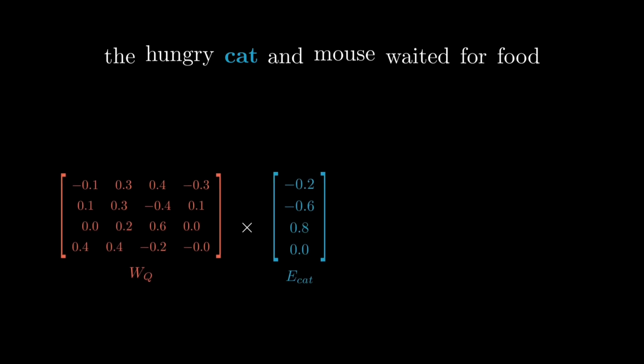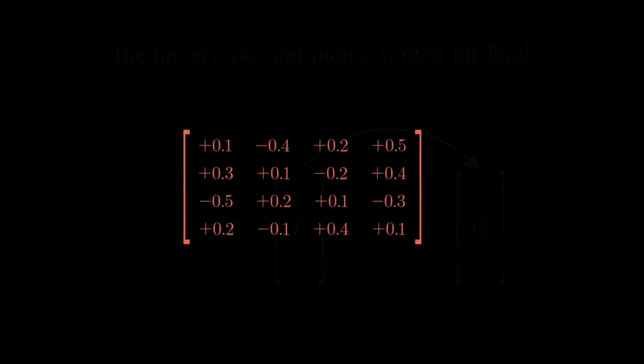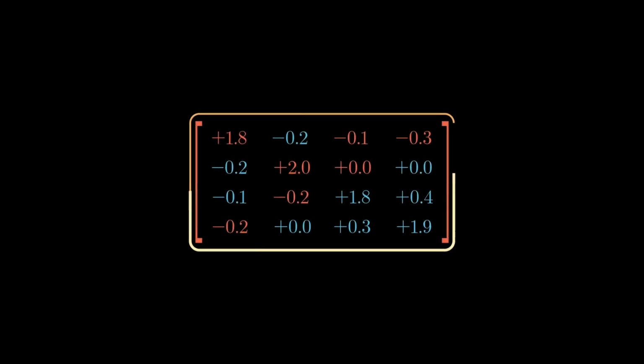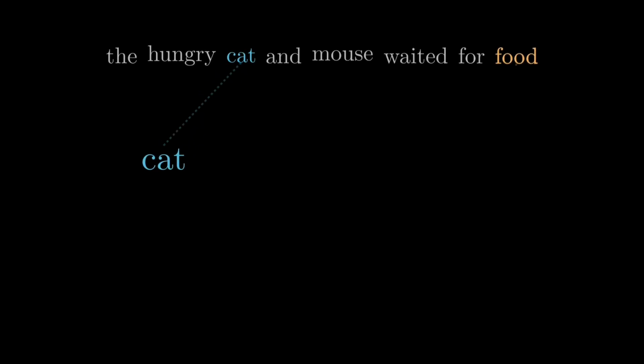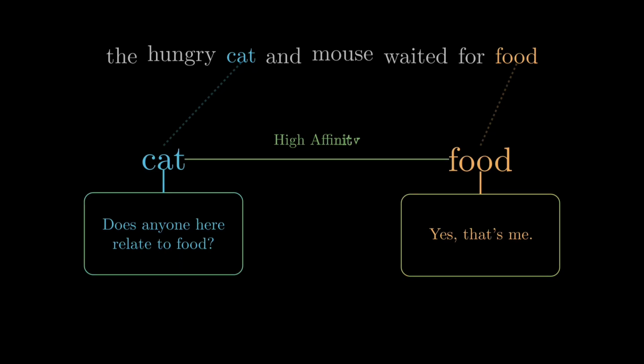For this, imagine the word cat being nudged by a special weight matrix called the query matrix. When we multiply cat's embedding with this matrix, we get a new vector, the query vector. This matrix is made of learned weights discovered during training through countless adjustments until the model figures out what matters. You can think of the query vector as the question the word wants to ask. For example, the word cat might be asking, "Does anyone here relate to food?" And the food might naturally say, "Yes, that's me."